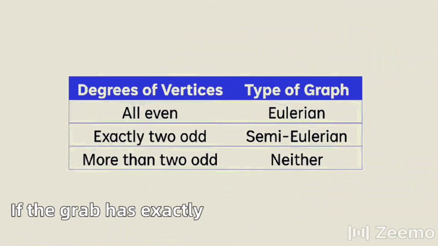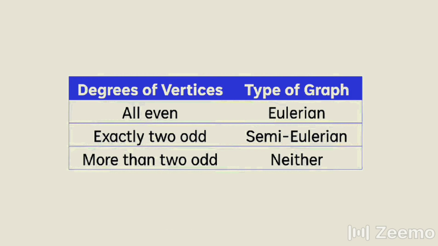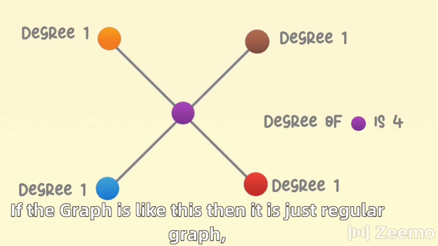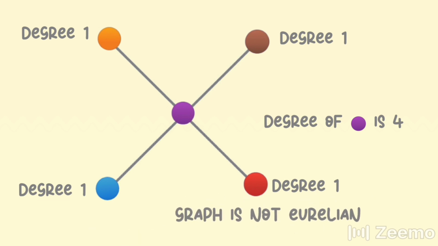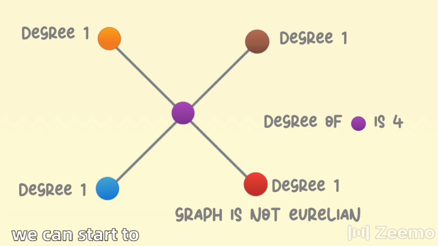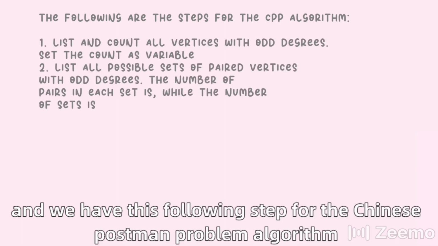If the graph has exactly two vertices of odd degree, the graph is semi-Eulerian. If the graph is like this, then it is just a regular graph, not an Eulerian graph. Oh, I see. I have noticed that the city could be represented by a semi-Eulerian graph. That would be great, right? Wow! And now that we know a bit about graph theory, we can start to build your path. Yes, and we have the following steps for the Chinese Postman problem algorithm.